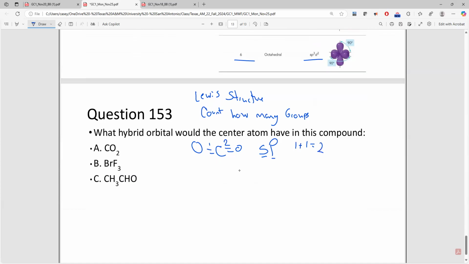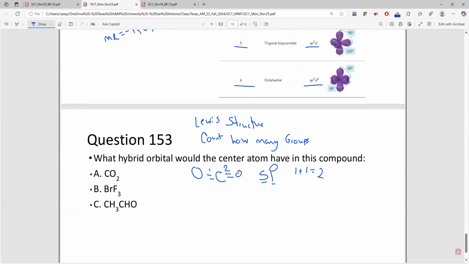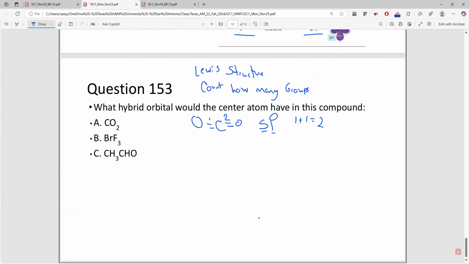That's what I need. So pause the video, take some moments, give me my Lewis structures, tell me what the hybrid orbital is in the center. I'm going to go through them right now. But again, if you haven't tried them yet, please pause and do so.